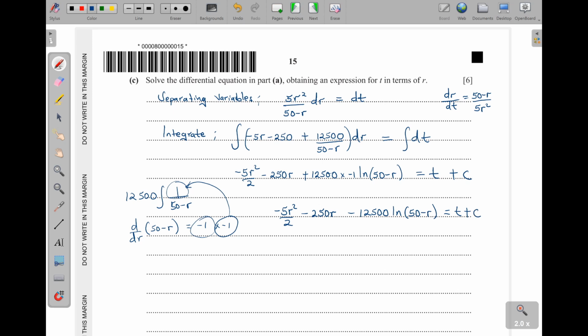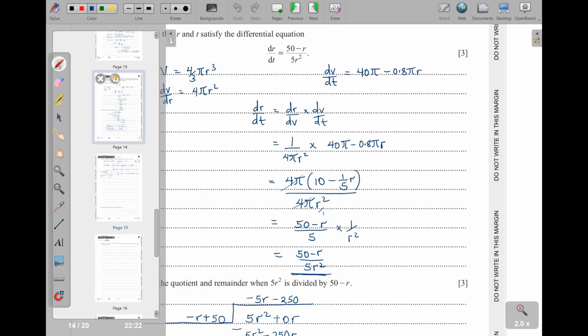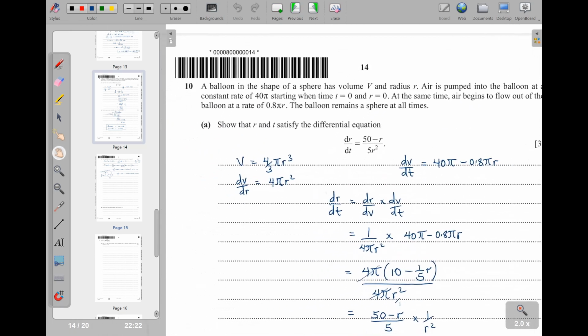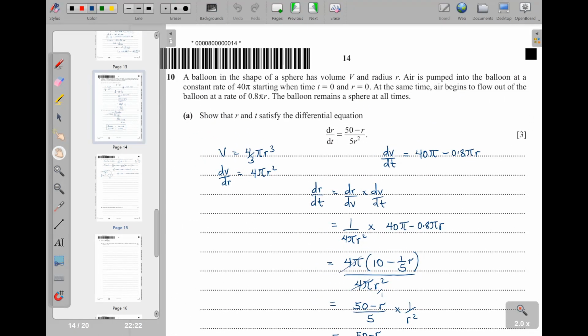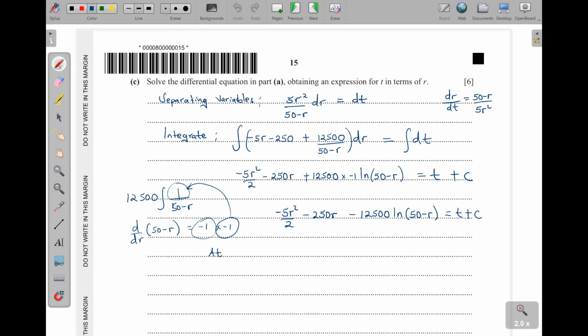Now, we were given that, let's go back here. There is something that was given here, that at t is equal to 0, r is equal to 0. So when we come back here, at t is equal to 0, r is also equal to 0. So everything here dies. We shall have now negative 12500 natural log of 50 is the value of c.